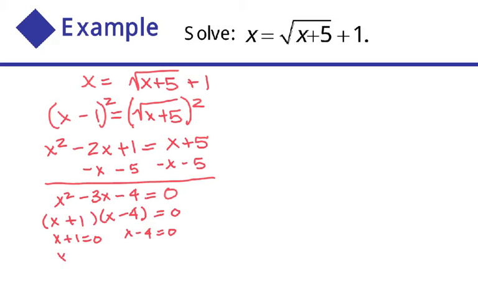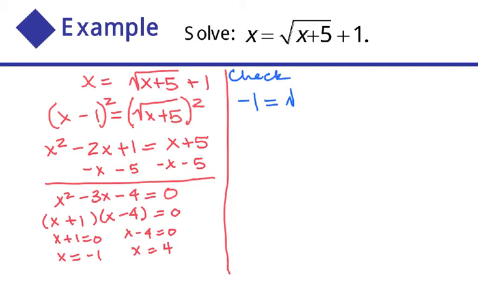We'll get x equals negative 1 and x equals 4. So let's check both of those in the original equation. Okay? Check. So, negative 1 equals the square root of negative 1 plus 5, which is 4, plus 1. So negative 1 equals 2 plus 1, negative 1 equals 3. That does not check, so that is not a solution.